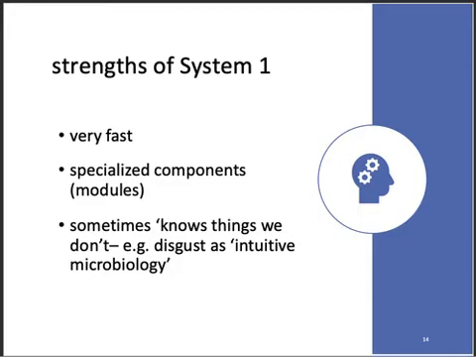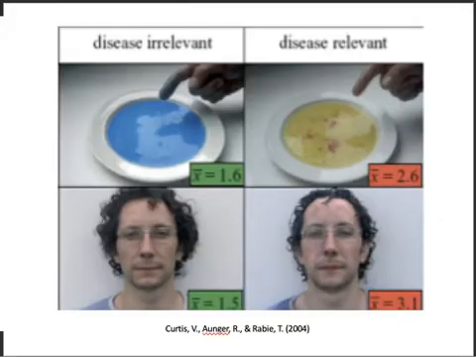So System 1 again is very fast. Cognitively, it involves very specialized modules, and that's not something we have to get into the details of. This is the reason that it's very fast. Involving these specialized cognitive modules is a strength of it, because that means that we're able to solve certain problems very quickly. Now let's look at an example of why this is a strength.